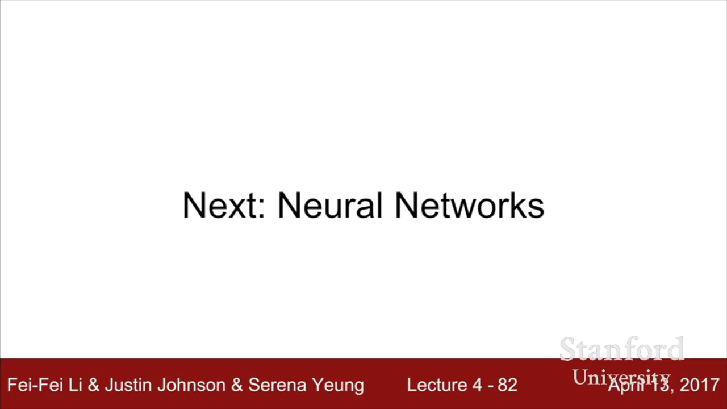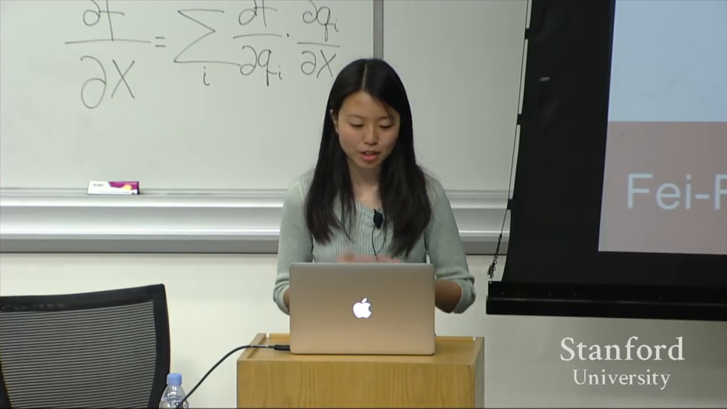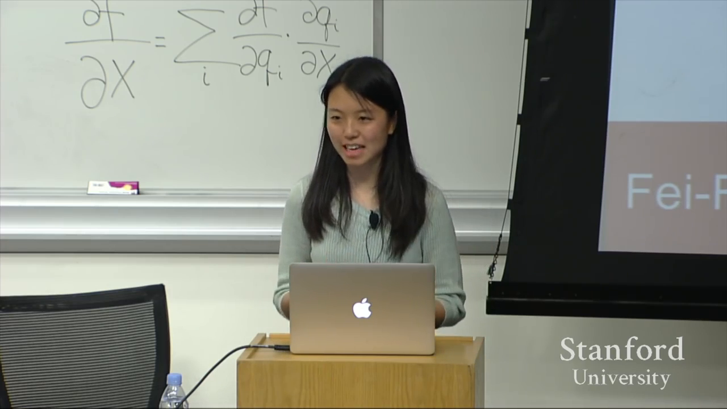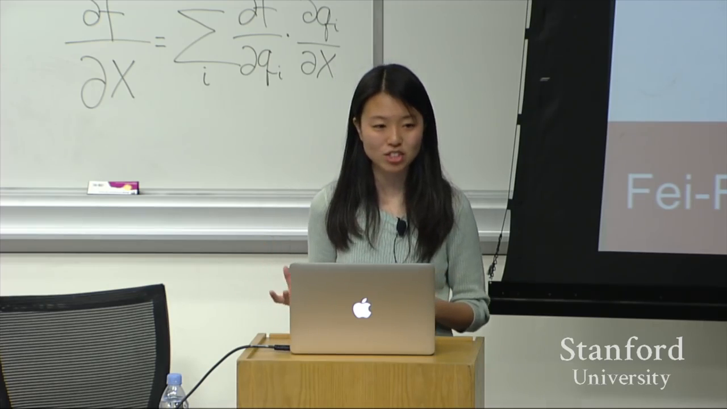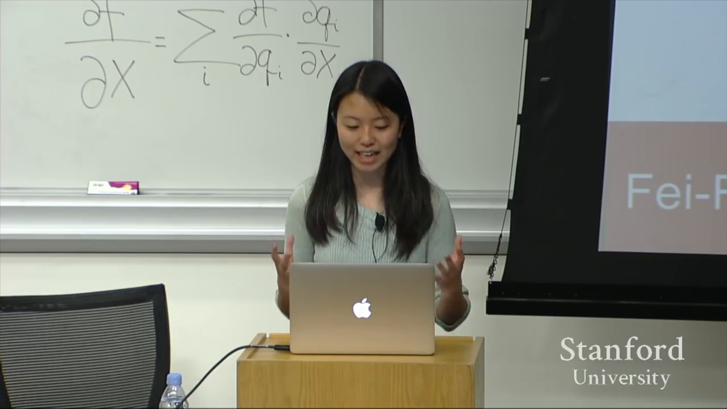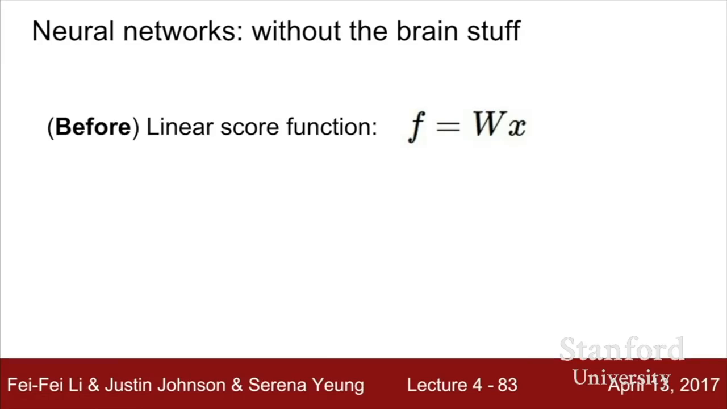Okay, so now, finally, we're going to talk about neural networks. People draw a lot of analogies between neural networks and the brain and different types of biological inspirations, and we'll get to that in a little bit. But first, let's talk about it just looking at it as a function, as a class of functions, without all of the brain stuff. So far we've worked a lot with this linear score function, right? f = Wx. And we've been using this as a running example of a function that we want to optimize.